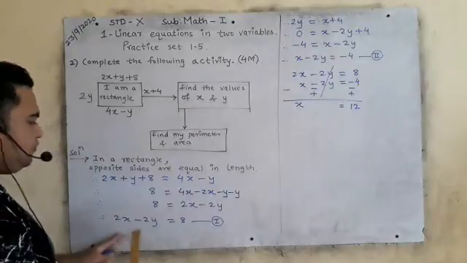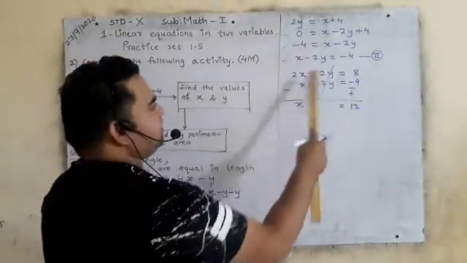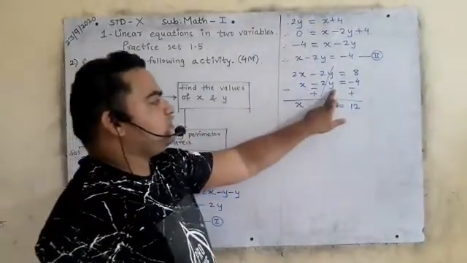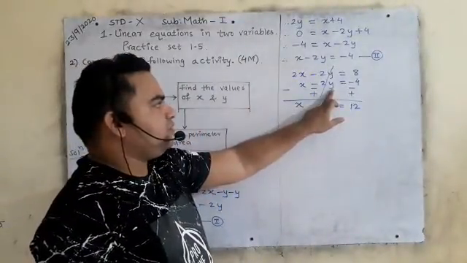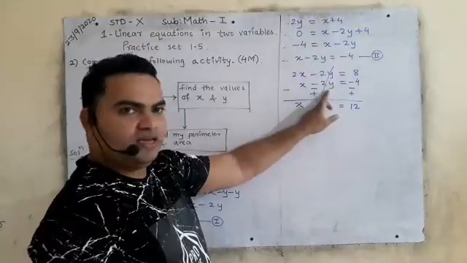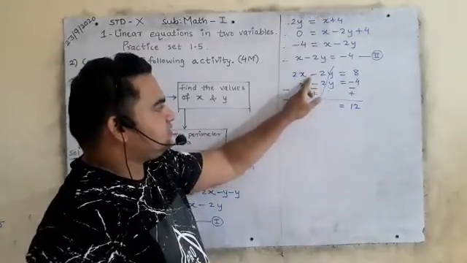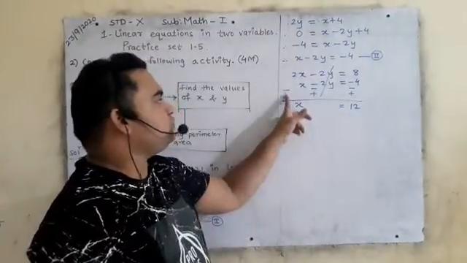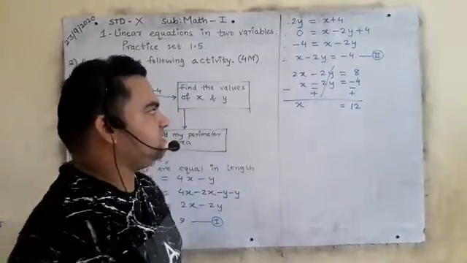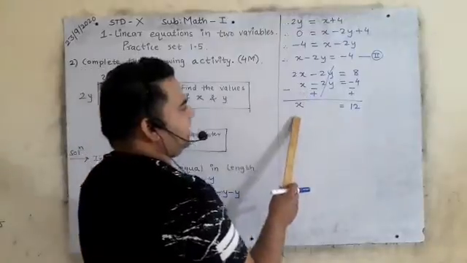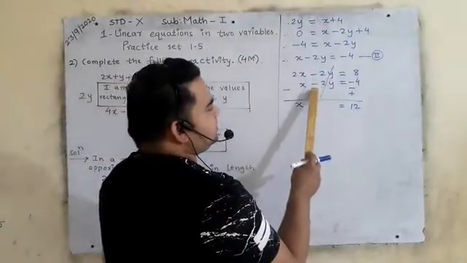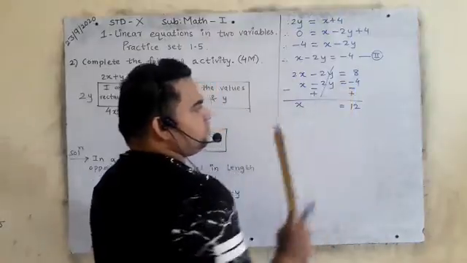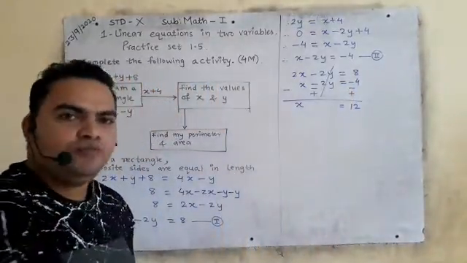I hope you understood. First equation you have taken, second equation you have taken. You want to cut the coefficient and variable of y, which is already the same. Now the signs are same. Whenever the signs are same, you will use only subtraction. 2x minus x, and this minus 2y, this minus and this minus will convert into plus. So x is equal to 12.